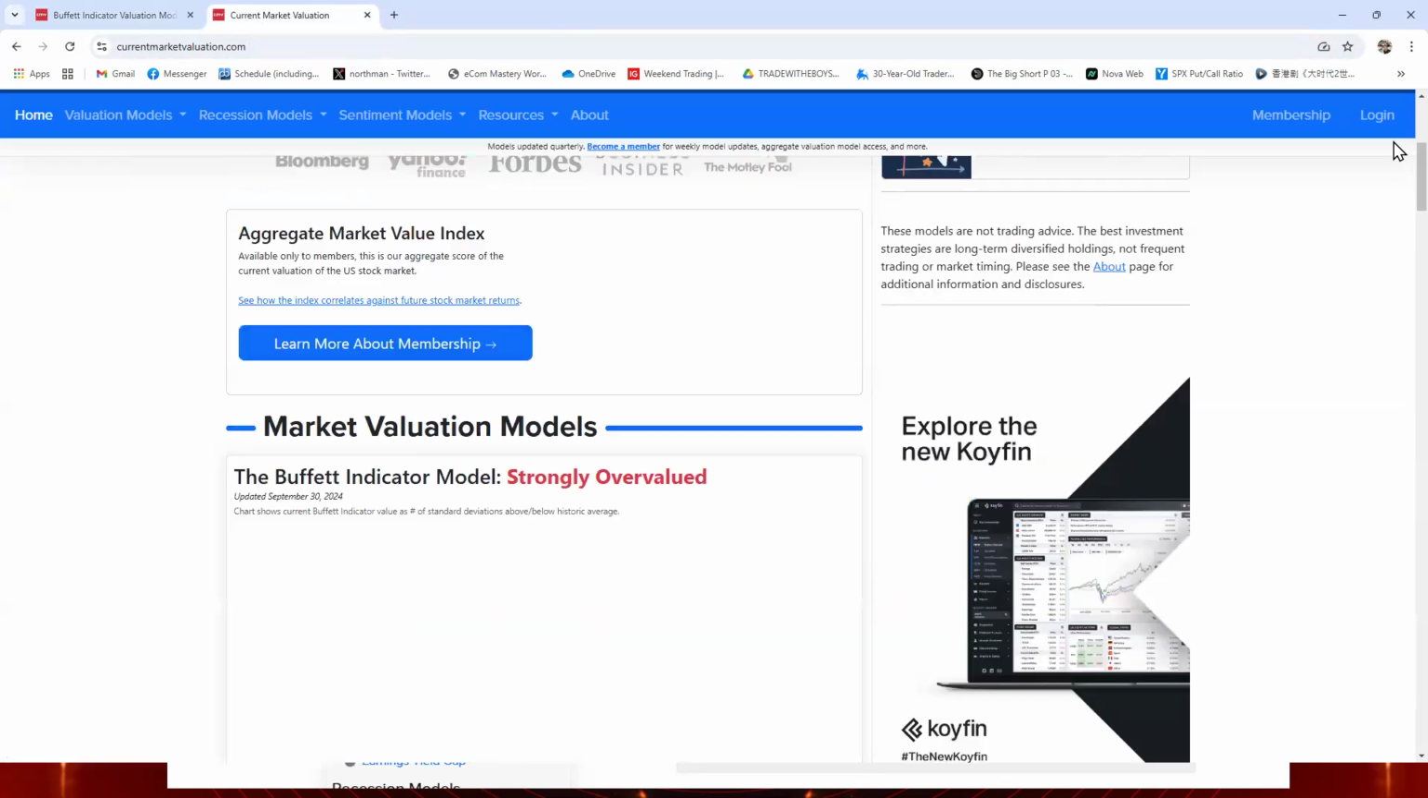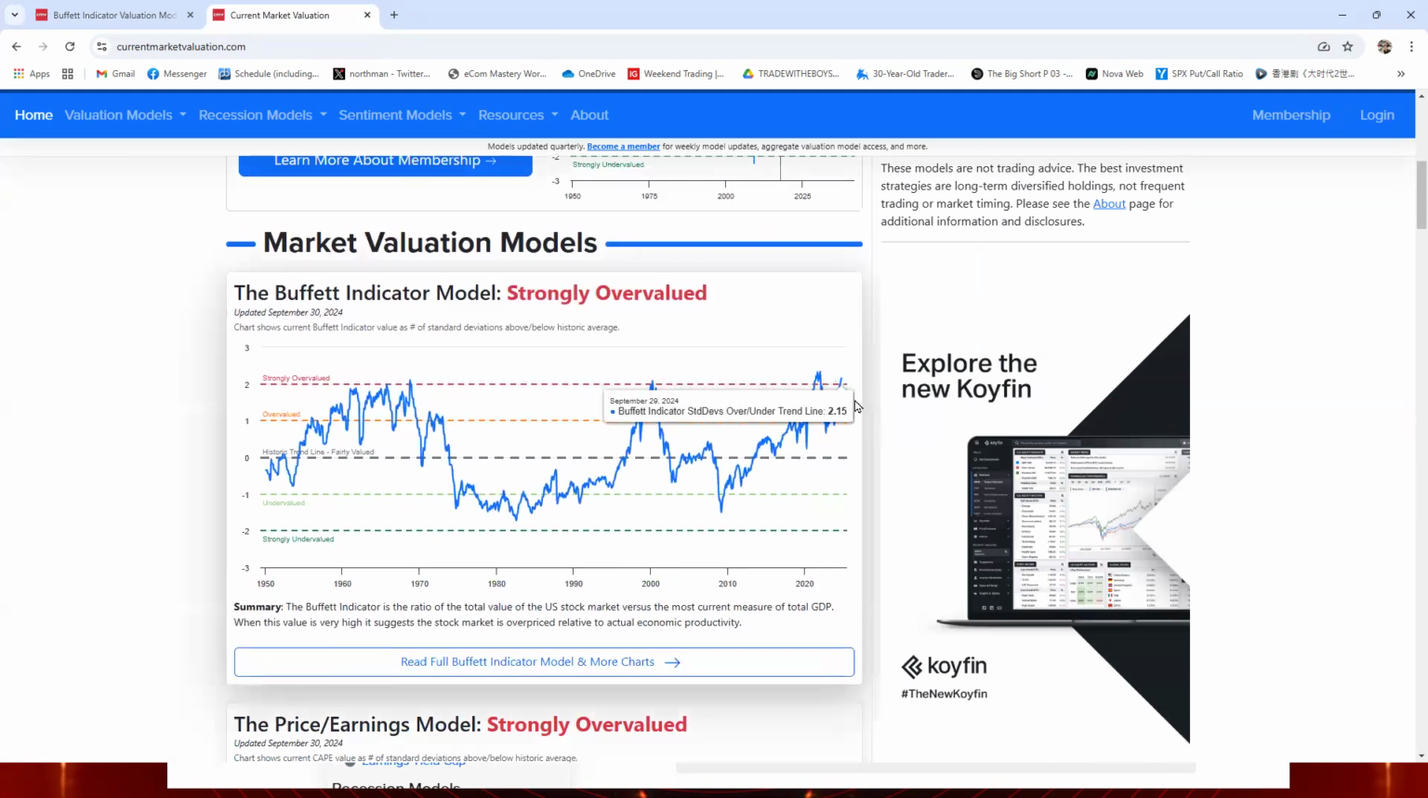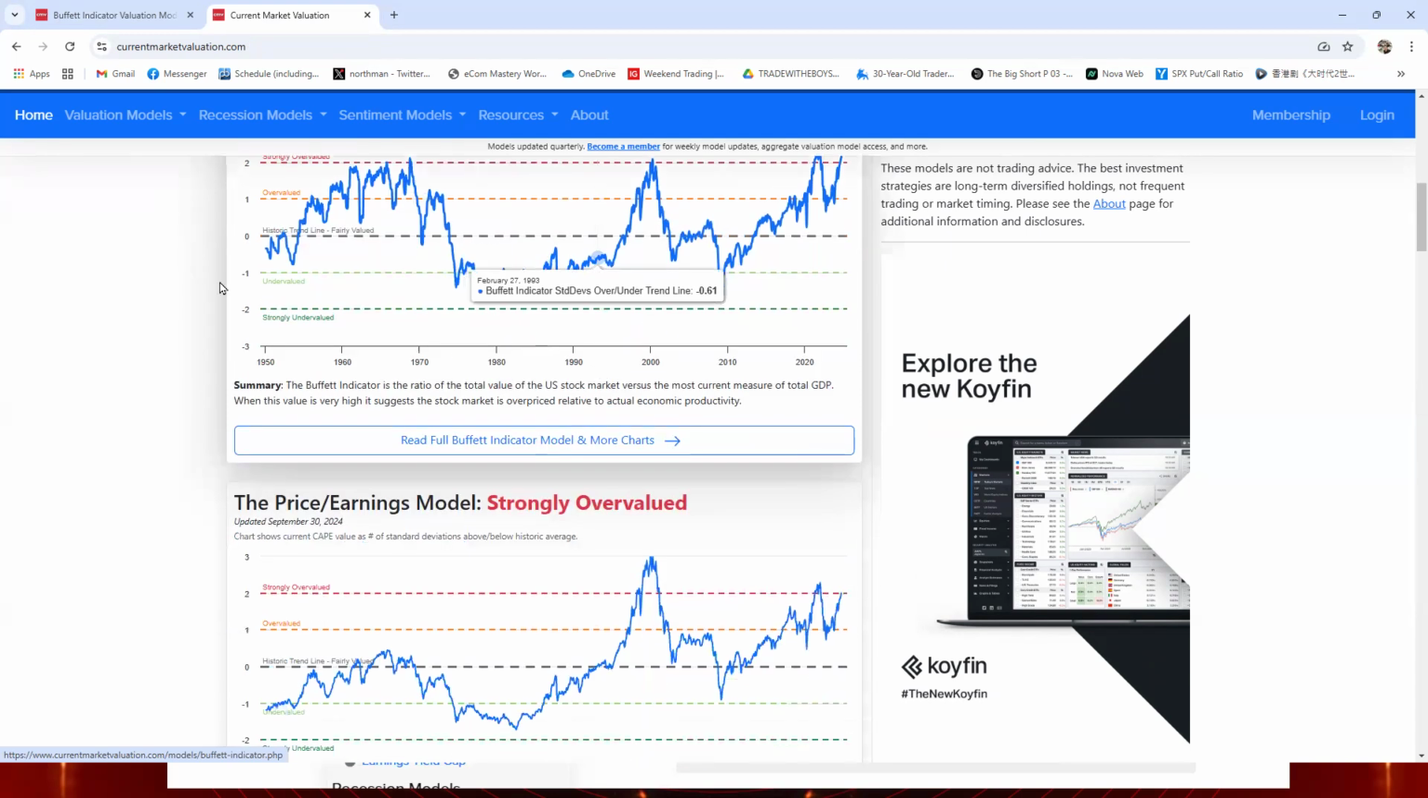Now I'll show you something more important. This is where the numbers are. You can see that on the market valuation model, we are definitely now at a strongly overvalued level. The last time we saw this was back in 2021. We all know the market went up first, but because of COVID, the market then pulled back significantly. The time before that was back in 2000, the Nasdaq crash, and then back in 1969, and of course I was not born yet, but all this speaks volumes.